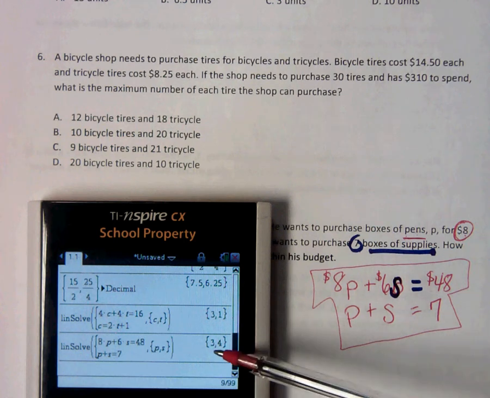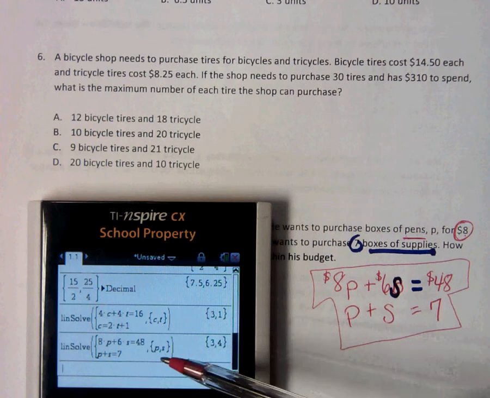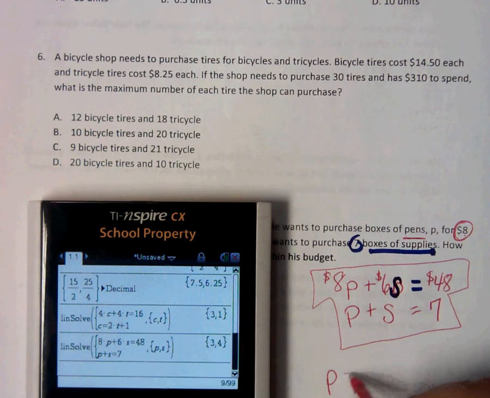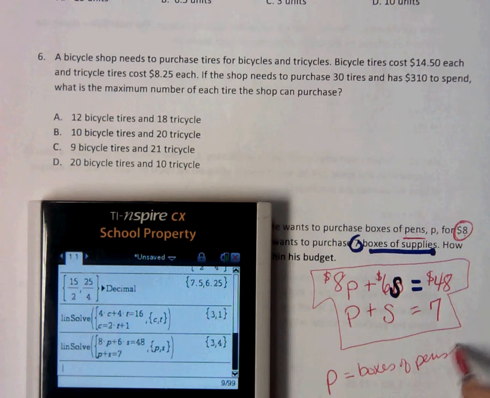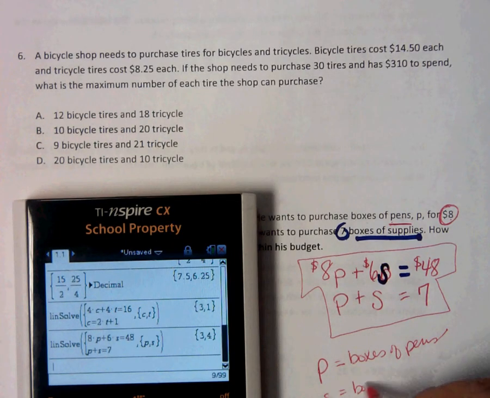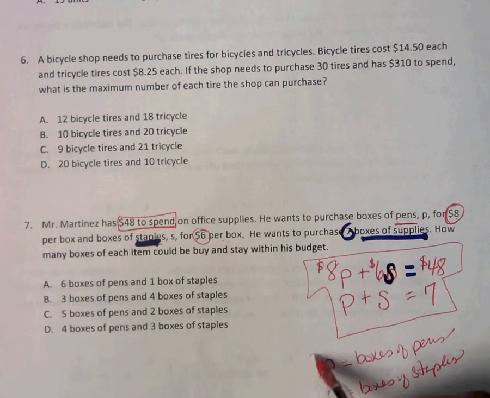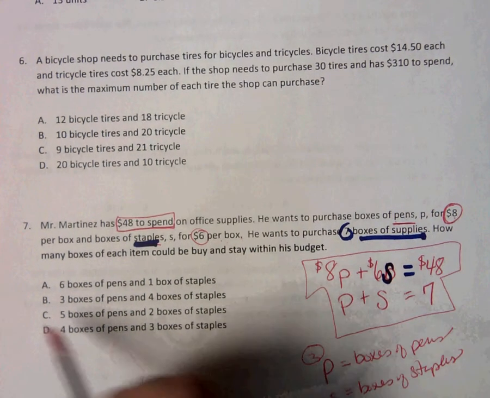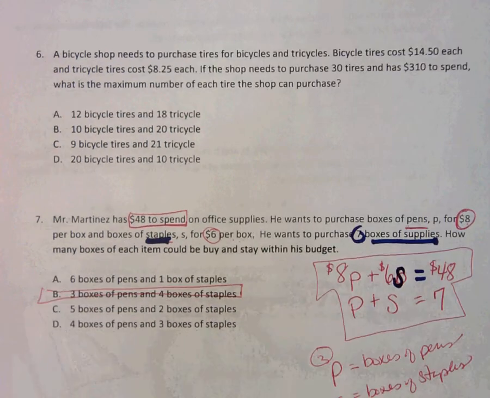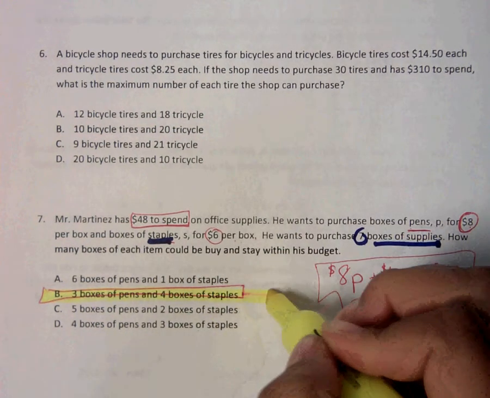So I have a 3 and I have a 4. And I know 3 means something about the pens and 4 means something about the S. If P represents the number of boxes of pens, then this is 3 boxes of pens. And S represents the boxes of staples. That means this is 4 boxes of staples. So 3, 4. Answer choice B is my answer. Looks like I crossed it out, but that's my answer.